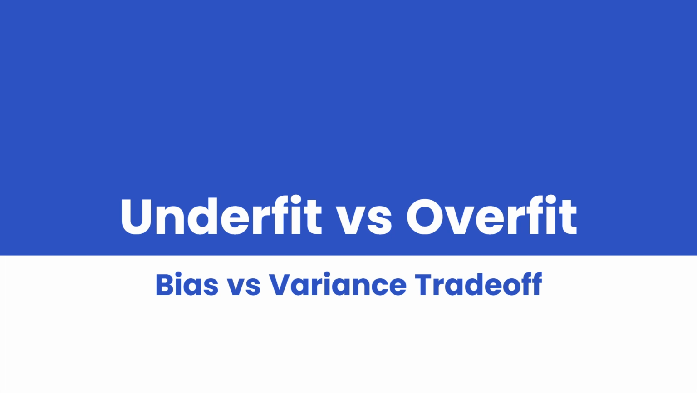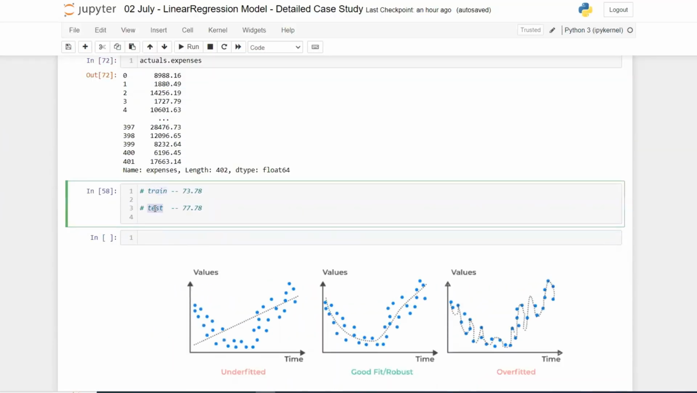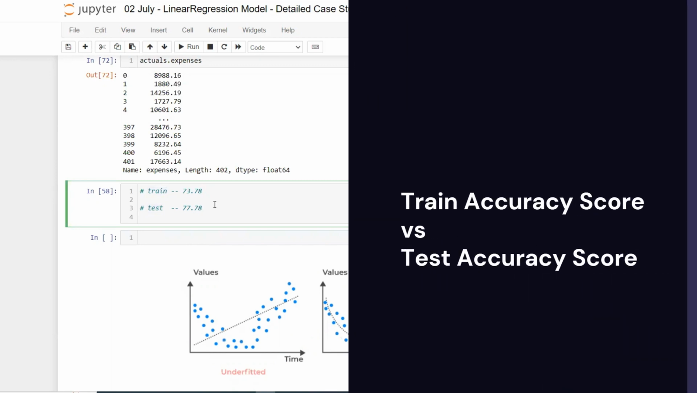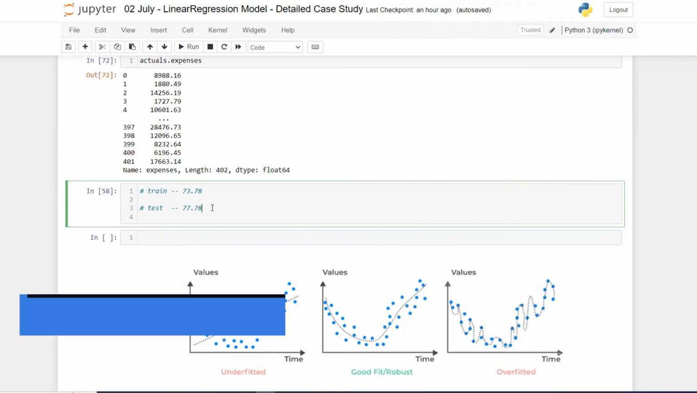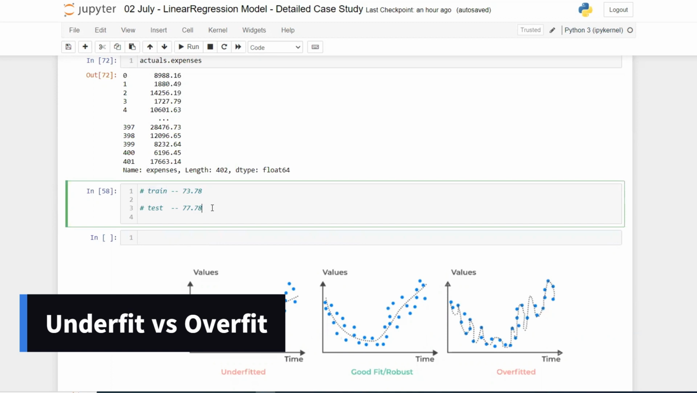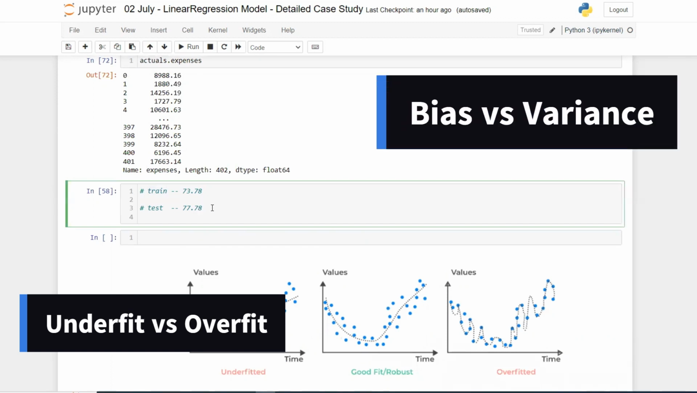The most important part, guys, is to compare the training score with the test score and conclude whether this model is an underfit model or an overfit model. That's a very important term. Whether your model is underfit or overfit. What is the bias in the model? What is the variance of the model? These are very key, critical terminologies.